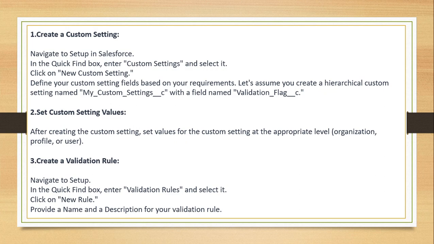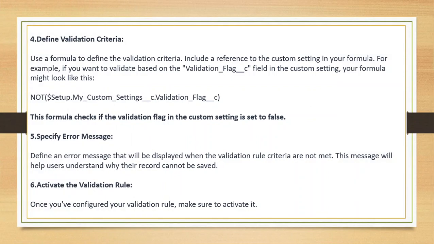Navigate to Setup. In the Quick Find, enter validation rule and select it. Click on New Rule, and provide a name and description for your validation rule. Define the validation criteria using a formula, and include a reference to the custom setting in your formula. For example, if you want to validate based on the validation flag field in the custom setting, your formula might look like this: NOT($Setup.MyCustomSetting__c.ValidationFlag__c). This formula checks if the validation flag in the custom setting is set to false.